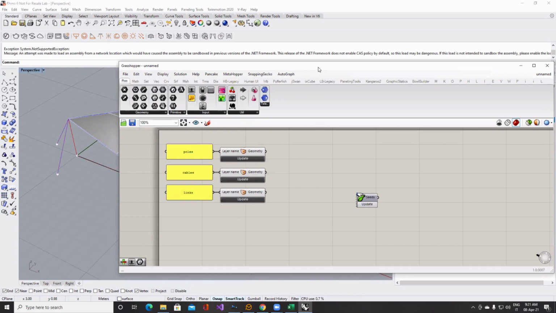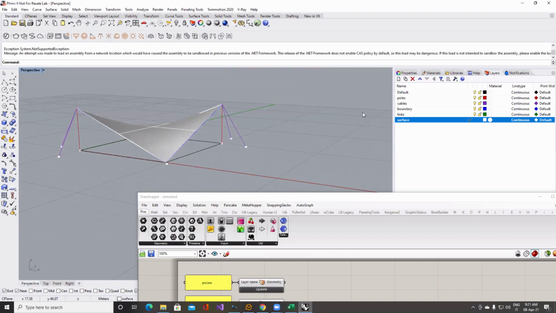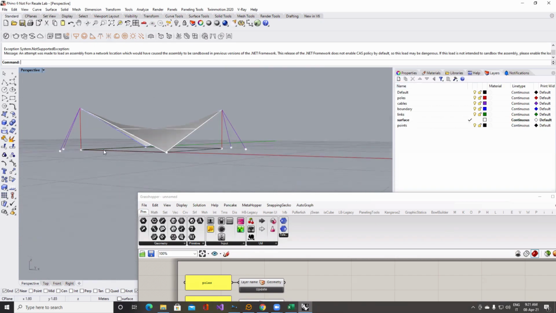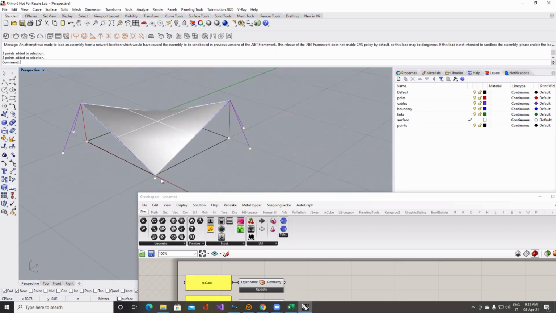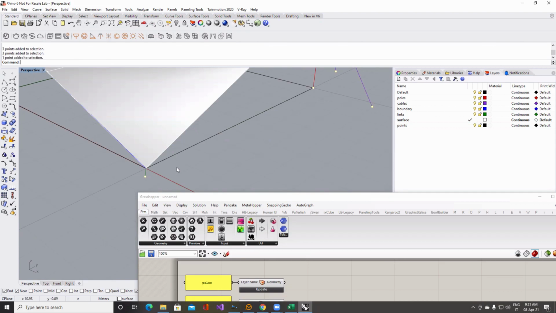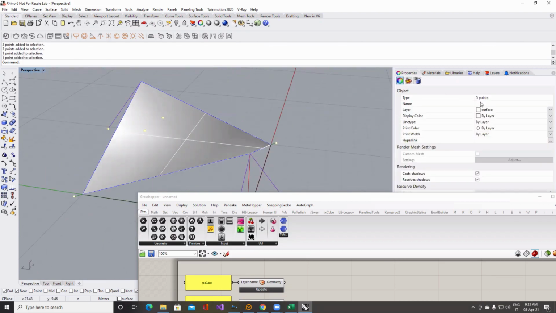Okay, 2 curves. Then we have the points. I need to change these points. Let's make a new layer and call it points. Select these points here on the ground and put them on the points.